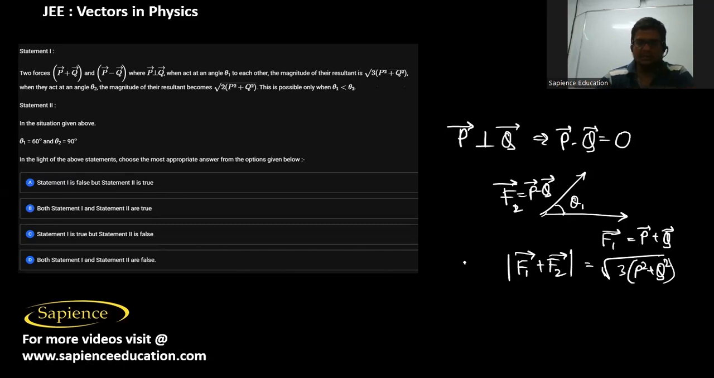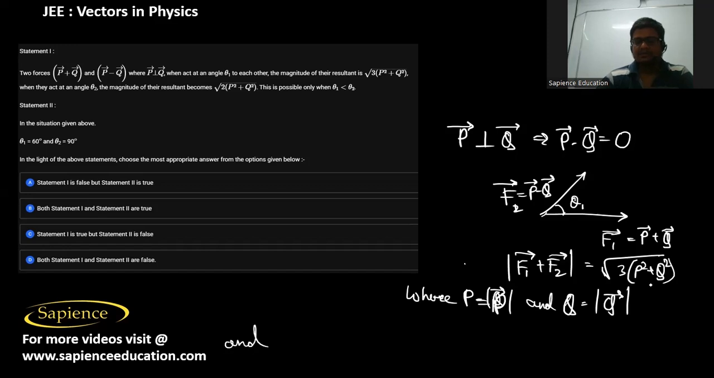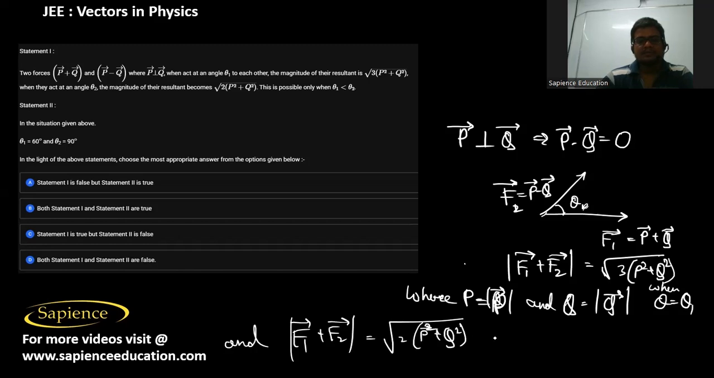So it is told the resultant of F1 and F2 is root over 3 into P square plus Q square, where P is obviously the magnitude of P, and Q is obviously the magnitude of the vector Q. So it is told F1 plus F2 is this when the angle theta in between them is equal to theta1, and magnitude of F1 plus F2 will be equal to square root of 2 into P square plus Q square when the angle theta in between them is theta2. Then we have to find the relation in between theta1 and theta2.